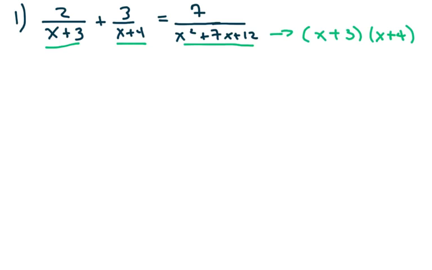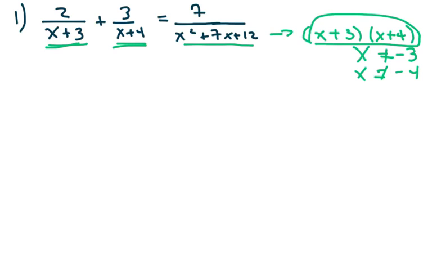What will make the denominator 0? So for this first piece, x can't be negative 3. And for this piece here, x cannot be negative 4. And that would include this third piece here. So we have 3 pieces here.